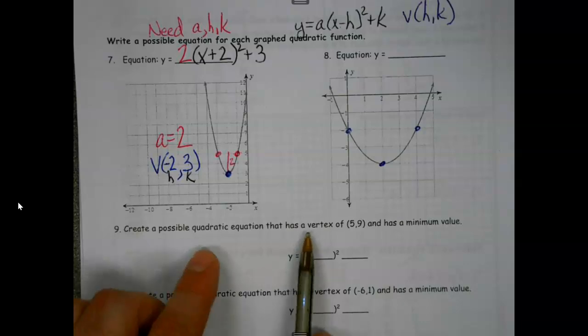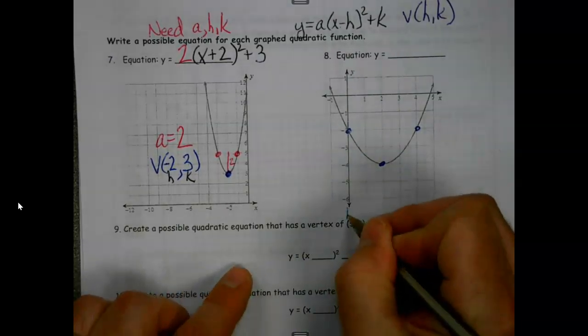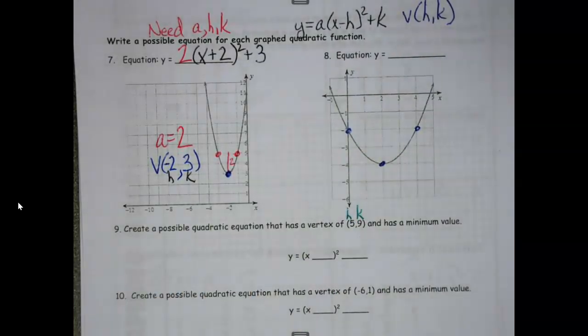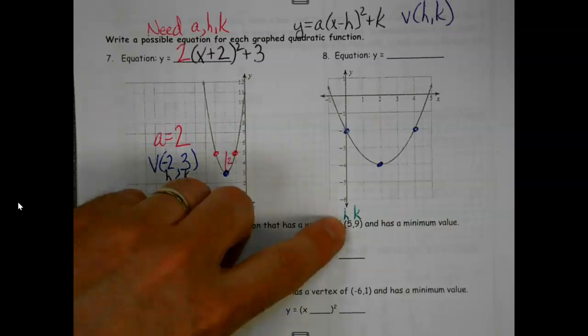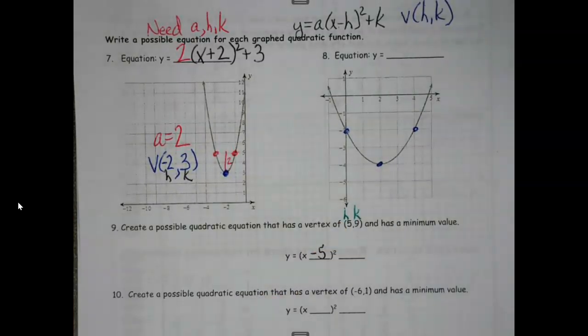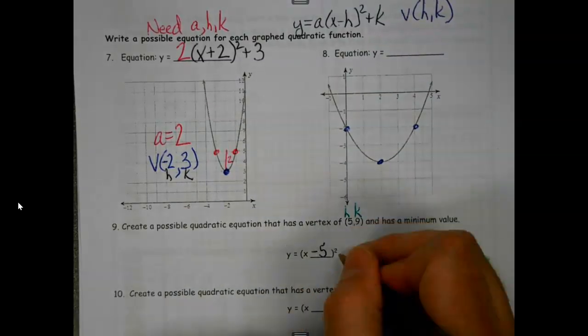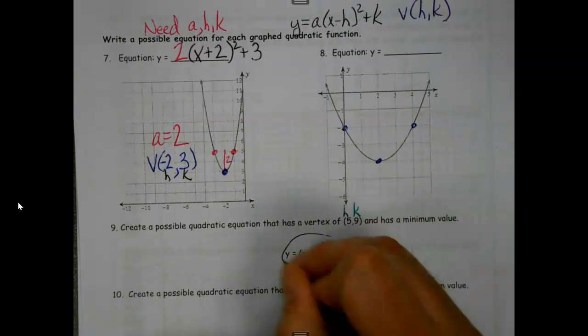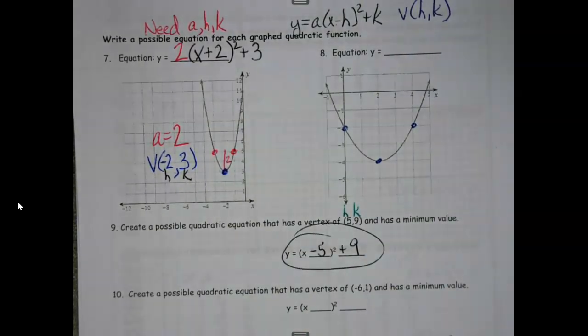So create a possible equation that has a vertex of (5, 9) and has a minimum. It opens up. Okay, so all I've got to do here is change the sign: negative 5, plus 9. That's it. You're changing your h, you're putting in your k. You are done and you are ready to go.